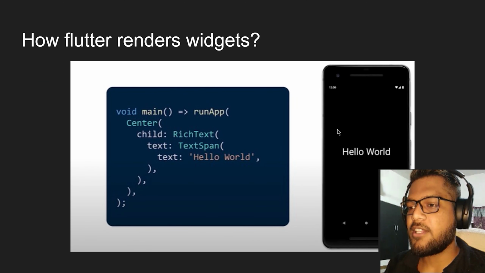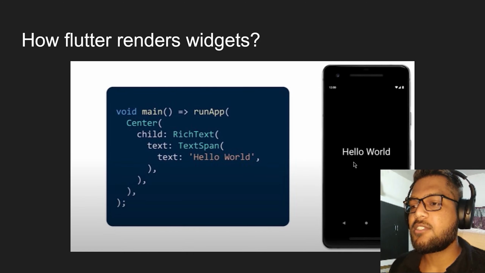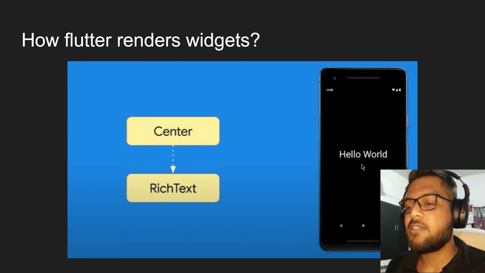Everyone, my name is Harsh and in this video I'll be covering how Flutter renders widgets. So this is a basic example of an app where we have a center widget, a part of that we have a rich text, and then we have a text span which has a text in it to be displayed in the app. So this is a basic widget. Now how will the widget be rendered?